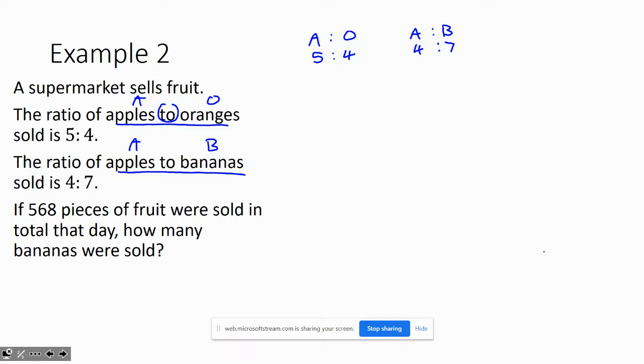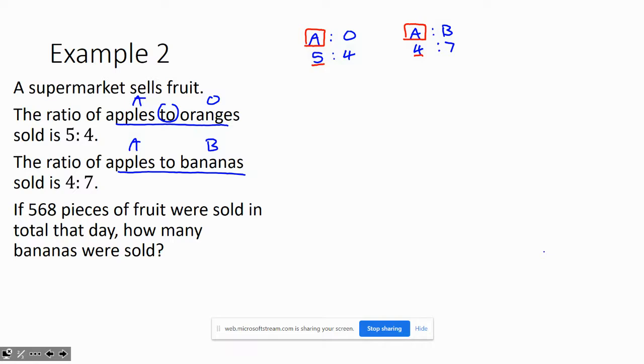Now, we're told how many pieces of fruit there are altogether, but we have ratios that are separate from each other. Now, what we have to do here is combine the ratios. First things first, notice that the fruit we have in common in both ratios is the apples. If we have 5 parts here and 4 parts here, we need to combine these ratios to solve this problem. So what we need to do is get the apples having the same number of parts. We need to find equivalent ratios where the apples have the same number of parts.